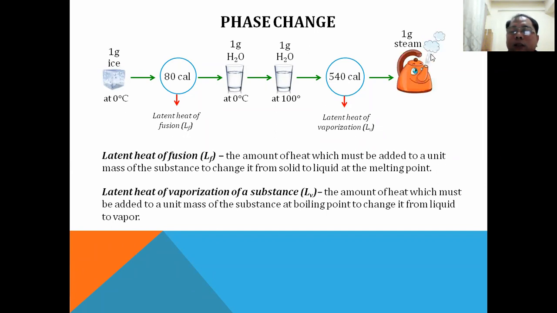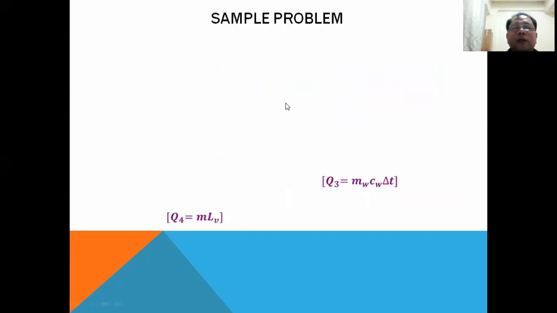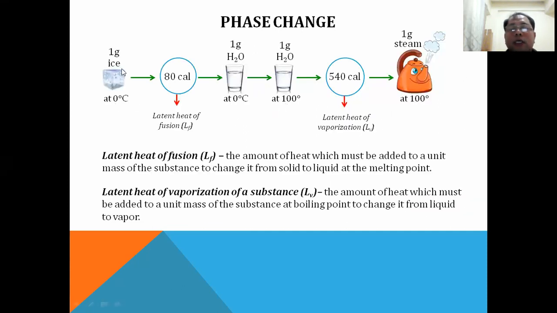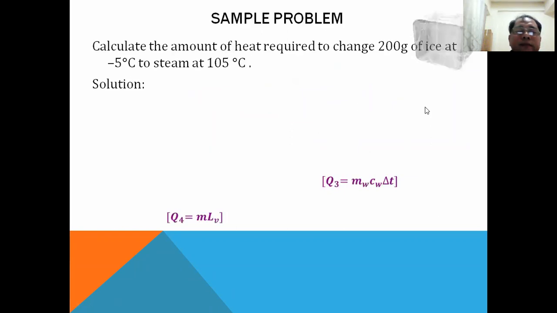Okay? So now it will be converted into steam once you add that added value of heat. So from ice to steam, the total energy that you need is the 80 calories, plus the in-between value from 0 to 100, and the 540. And then therefore, you are now able to change your 0 degree Celsius ice into steam that is at a temperature of 100.